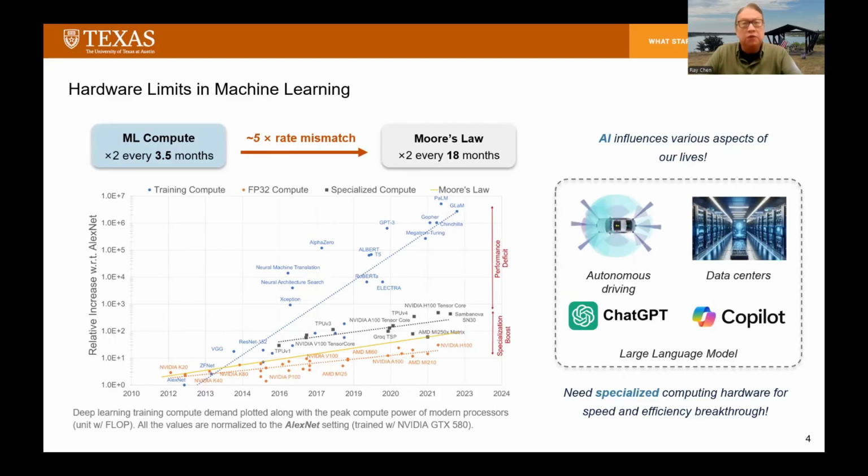So even with specialized hardware like GPU and TPU, the gap will be larger. This divergence tells us we need more specialized and far more efficient hardware, which is the motivation for exploring a new computing paradigm such as the optical computing we proposed and developed here.